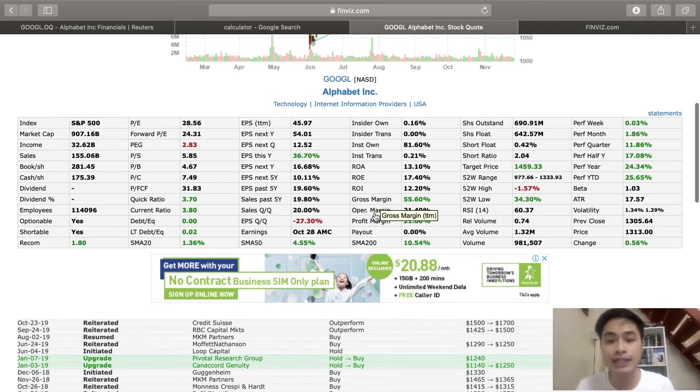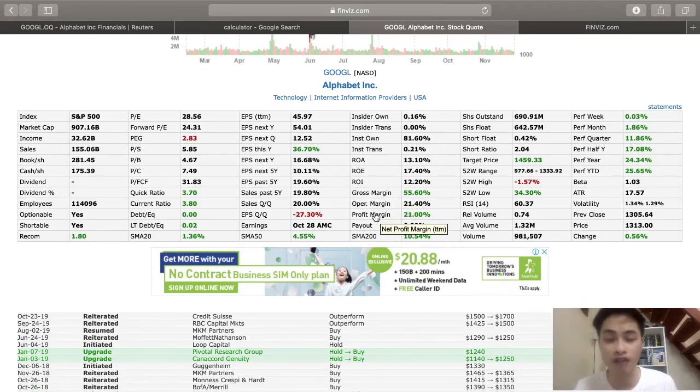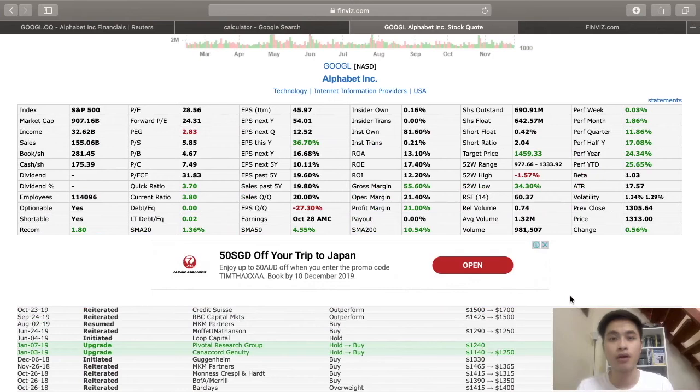So let's take a look and see how we can use the gross profit margin of companies. Okay, so now that we have the gross profit margin of Google, which is 55.6%, what do we want to do next? Remember, we always learn that once we get the financial ratio of a company, we want to compare the financial ratio of that company against its competitors in the same sector and ideally in the same industry. So how do we do that?